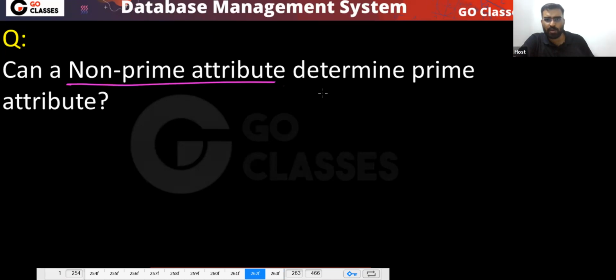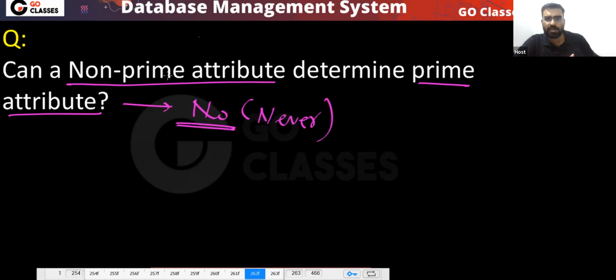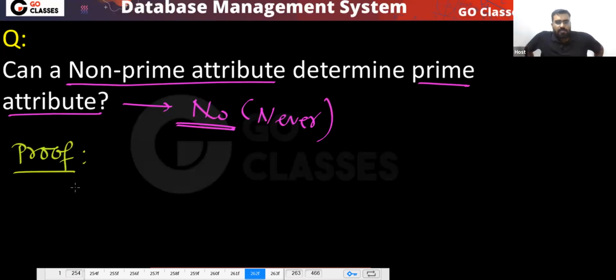Can a non-prime attribute determine a prime attribute? The answer is no. It can never. A non-prime attribute can never determine a prime attribute, because if it happens, then it will become prime. The proof you can give by contradiction.